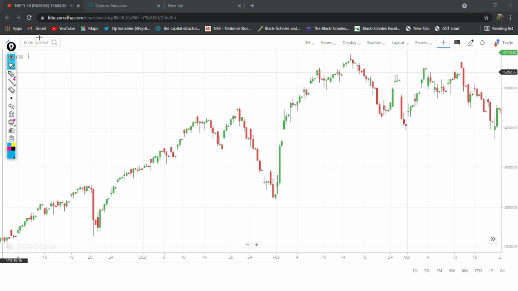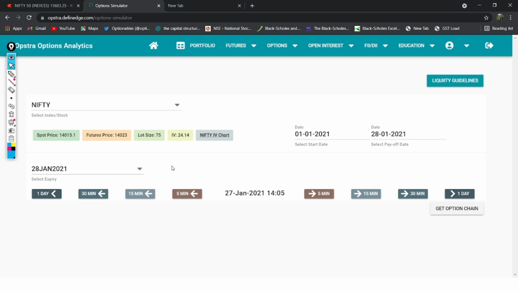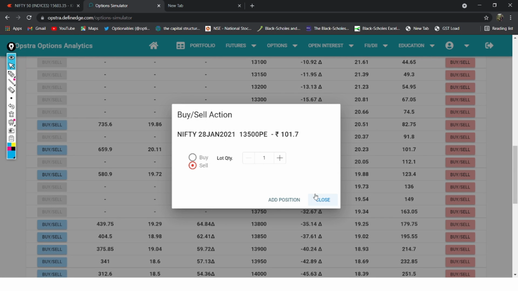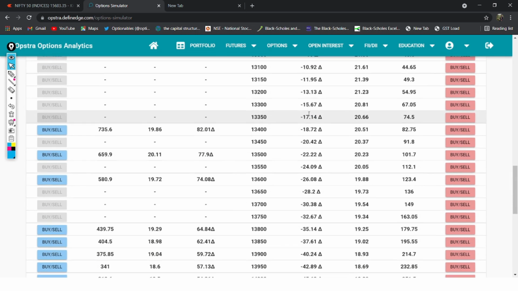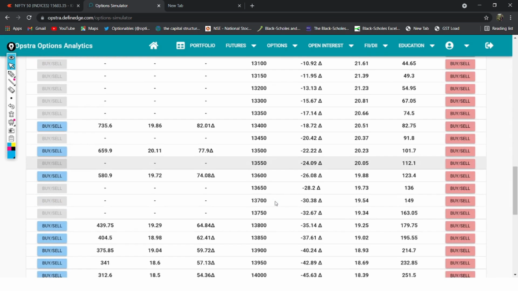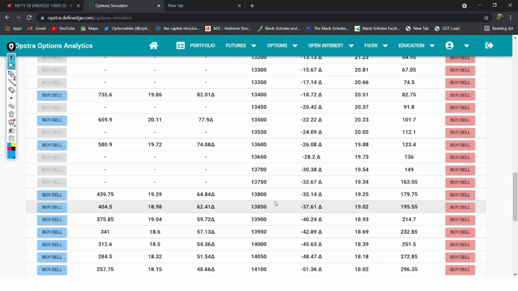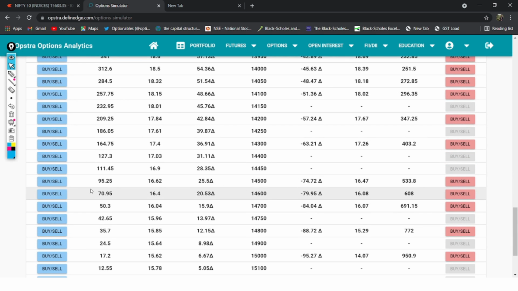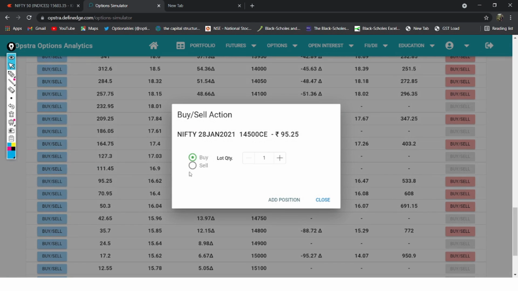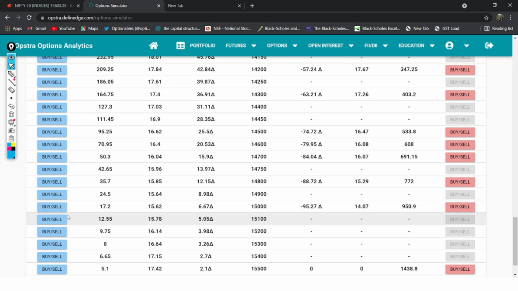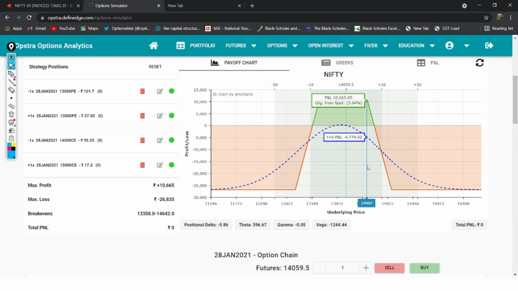So what do I do now? Let's simulate and check in Opstra. On January 1st, I am going to sell 13,500 puts and buy 13,000 puts, because the hedge leg is very important. It will provide you some protection in case of a huge move, and beyond a point you don't have to worry about your loss because there will be a hedge leg. Next, I'll be shorting 14,500 and buying 15,000. So this is an iron condor and I create that.